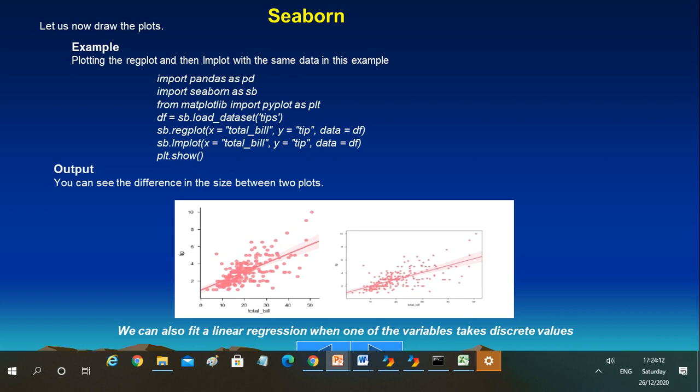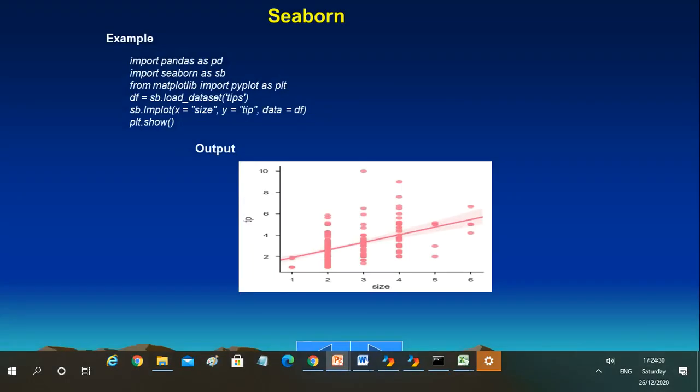So you can see, just by looking at that, you can definitely make out. You can also fit a linear regression when one of the variables takes discrete values. So you can easily now understand how the various data points are distributed along the line. So that is the advantage with this.